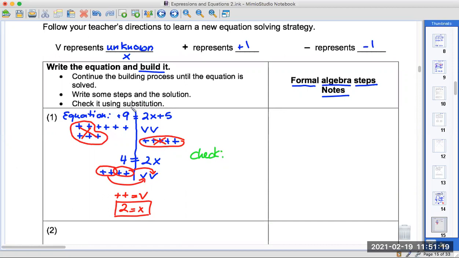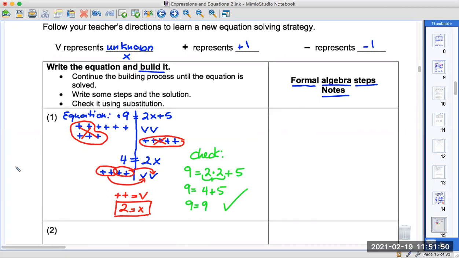Now, remember, we substituted back. So I'm going to write my equation, but in place of x, I'm going to write 2 and finish the problem. 2 times x means 2 times 2 because x is 2. Multiply before add. 4 plus 5 is 9. It's balanced.